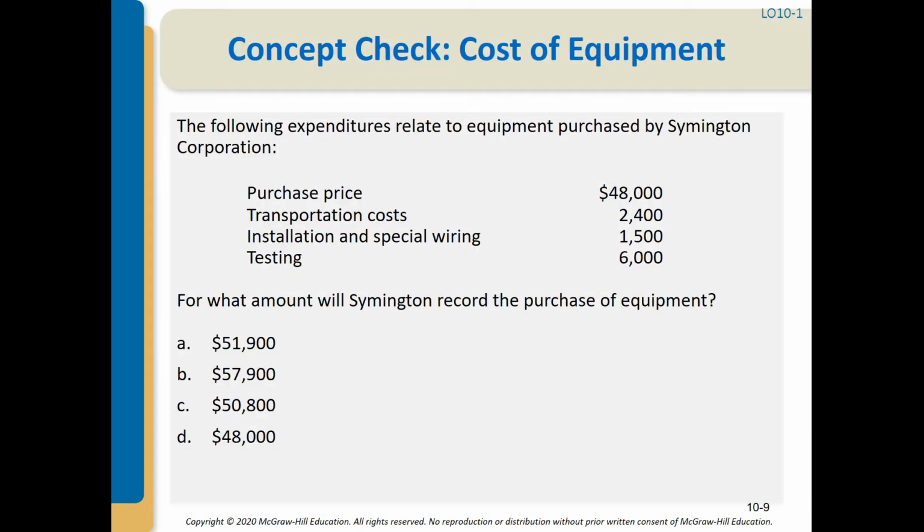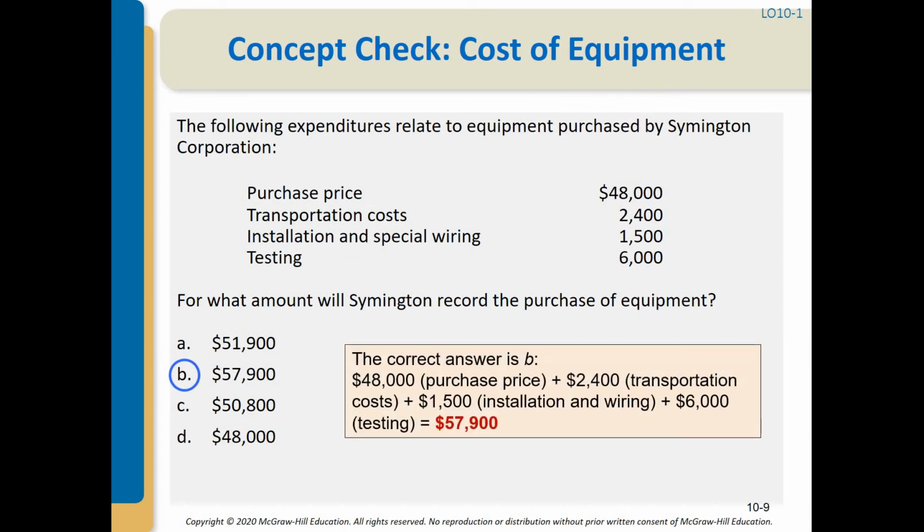So just pause the video and try to solve this one. Okay, you are done? Here is the answer. And here is the explanation. So the correct answer is B. Purchase price, transportation cost, installation and wiring, and testing.